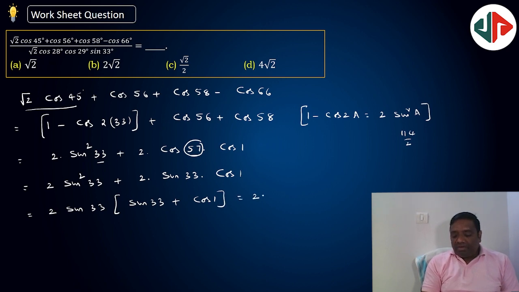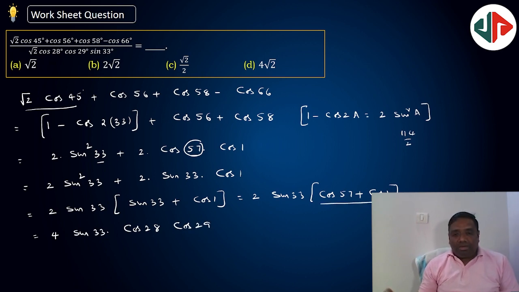Now can we rewrite this value as 2 times sine 33 degrees into... We can rewrite this as cos 57 plus cos 1. Now if we simplify, the final answer will be 4 times sine 33 degrees into cos 28 into cos 20. Using the cos C plus cos D formula, if we simplify, it is 2 times cos of (C plus D) by 2 into cos of (C minus D) by 2.